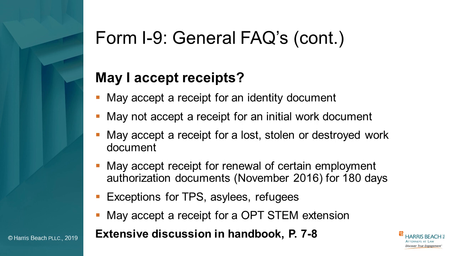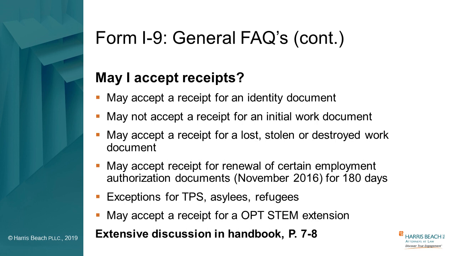So you may accept a receipt for an identity document. So if someone loses an identity document and they need to replace it, you can accept a receipt for that. You cannot accept a receipt for an initial work document. So if someone's applying for a work visa, they haven't had one before and they just have a receipt notice, well, that doesn't give them the ability to work, so you can't use it for an I-9. You can accept a receipt for a lost, stolen, or destroyed work document, however.